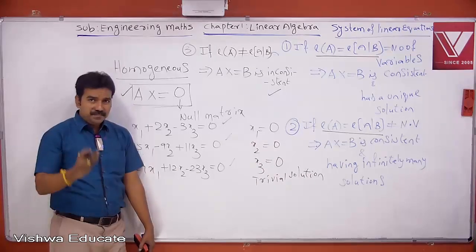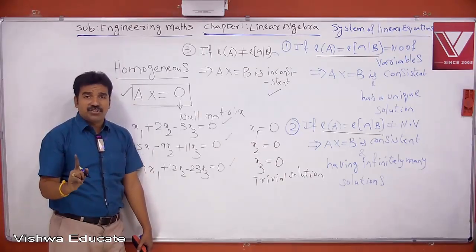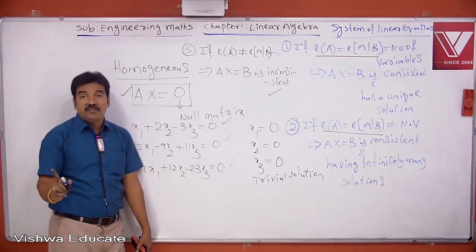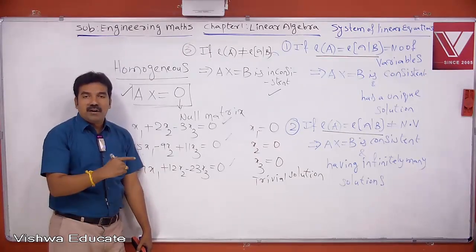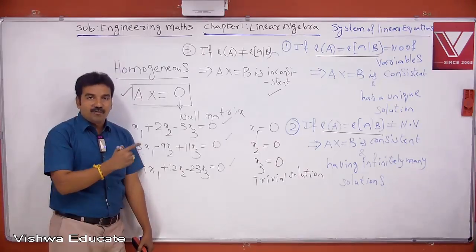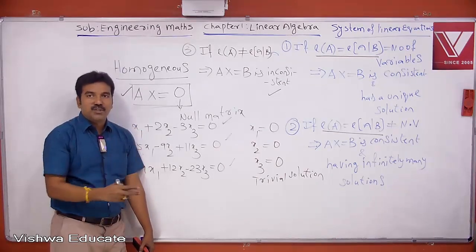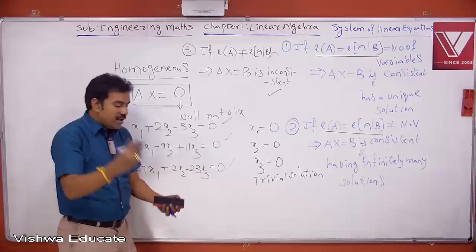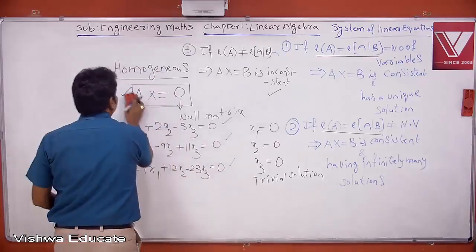There we discuss whether it is consistent with one solution, consistent with infinitely many, or inconsistent with no solution. But in this case, we always deal with trivial and non-trivial solutions. Therefore, in the case of homogeneous, we expect only two cases. Let me write those two cases.